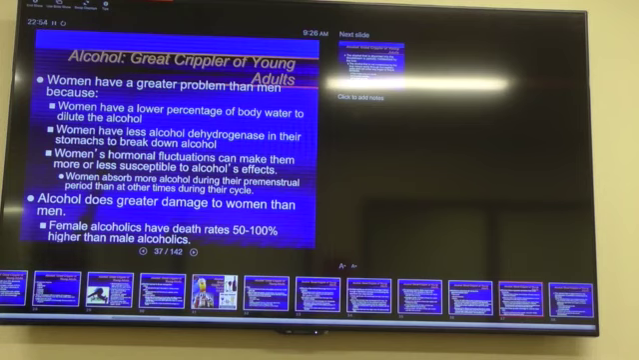We process alcohol much more readily than females do, and since we are able to get that toxin out of our bodies, it's a little bit less destructive for males than it is for females. A female alcoholic dies very readily.